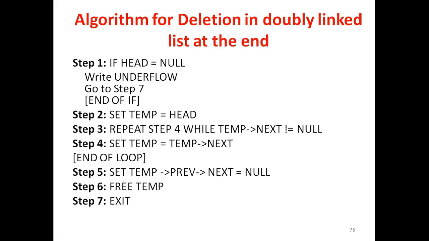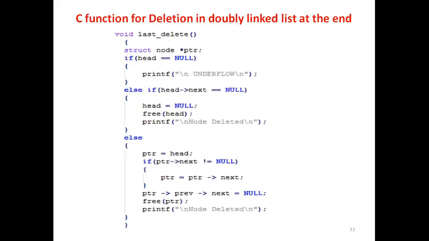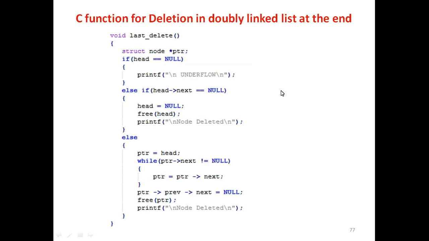Now let's move to the C function. This is the C function for deletion in a doubly linked list at the end. This is the function name, and this is the empty list condition. If head equals to null, then you just print the underflow message. This condition is for one node. If the doubly linked list has only one node, then you just delete that node, make the list an empty list, and free the memory.